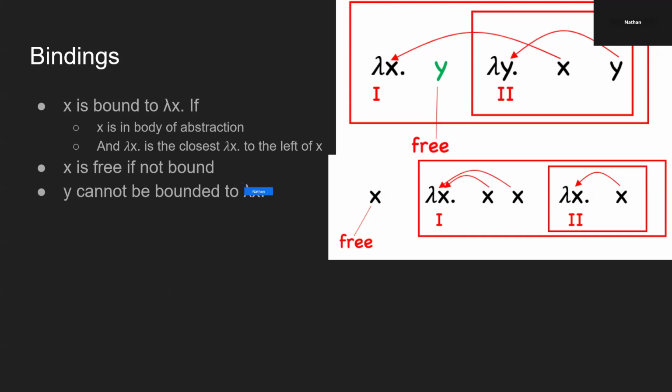So next we're gonna go into bindings, right? X is bound to lambda x if x is in its body of abstraction, which we talked about earlier, and lambda x is the closest lambda x to the left of x. So it's the nearest. It basically has priority. X is free if it's not bound, and y cannot be bound to lambda x. This should be pretty simple. So next slide.